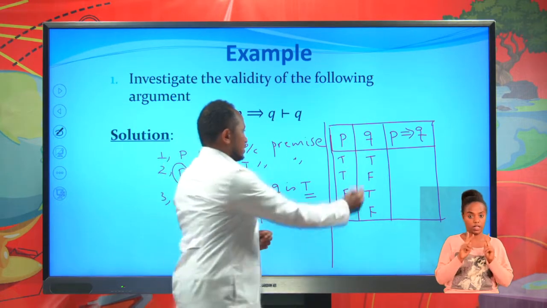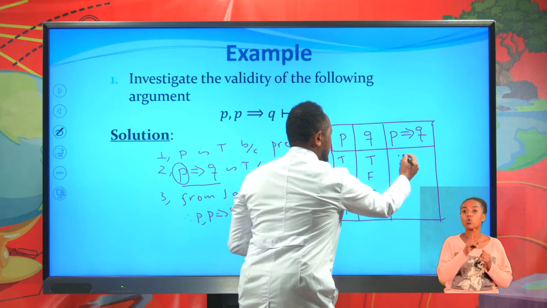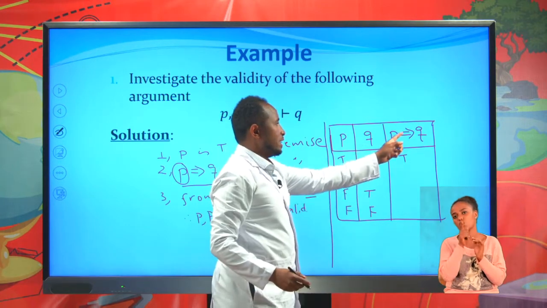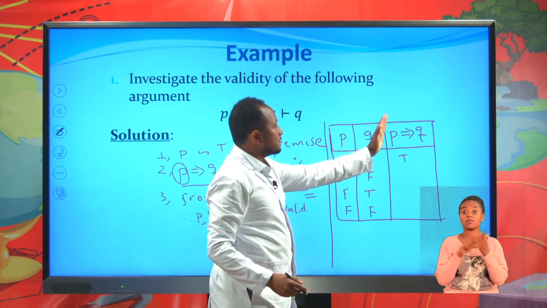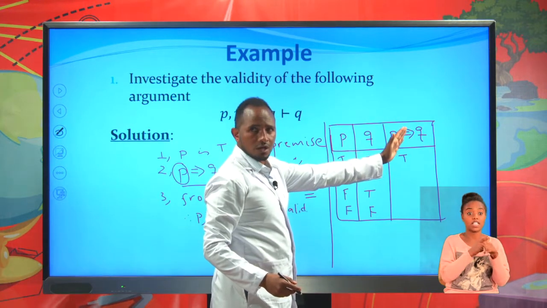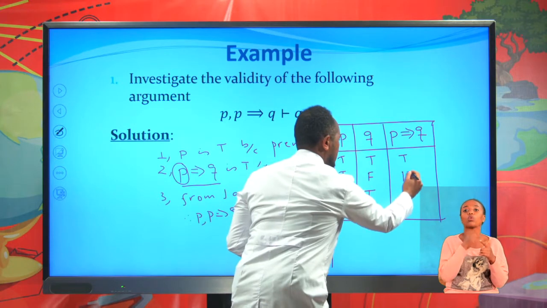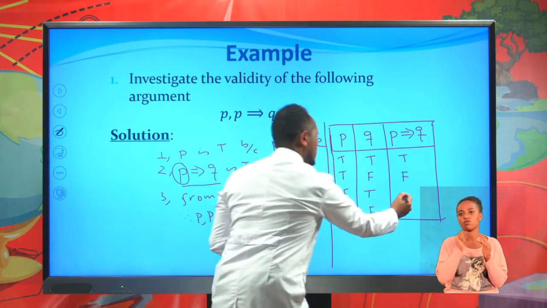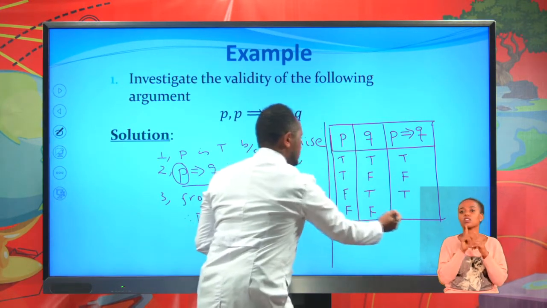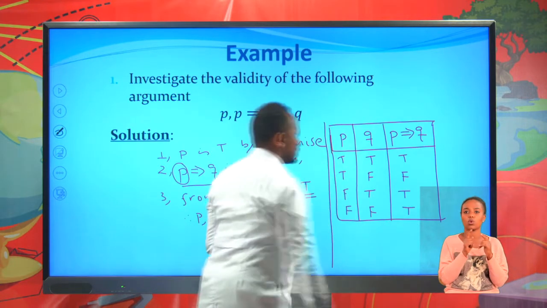Now, true implies true, it is true. Implies is false whenever the first statement is true and the second is false. Otherwise, it is true. True implies true, true. True implies false, it is false. False implies true, it is true. And false implies false, it is true.